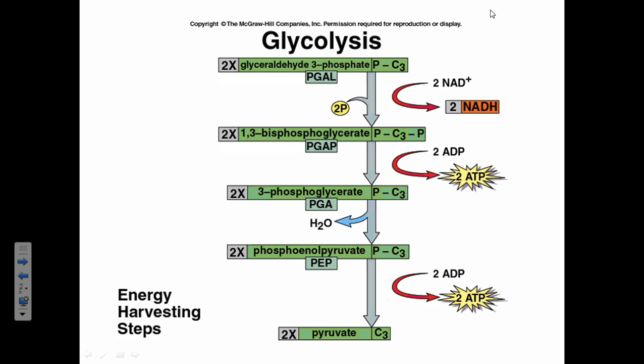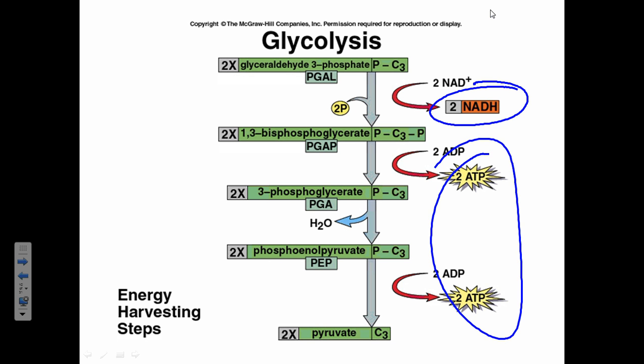So again, glycolysis makes three main things. It makes NADH, stored energy that used to be in the sugar. It makes some ATP, stored energy that used to be in the sugar. And what's left is these three carbon, half of a glucose, essentially. We call those pyruvates.